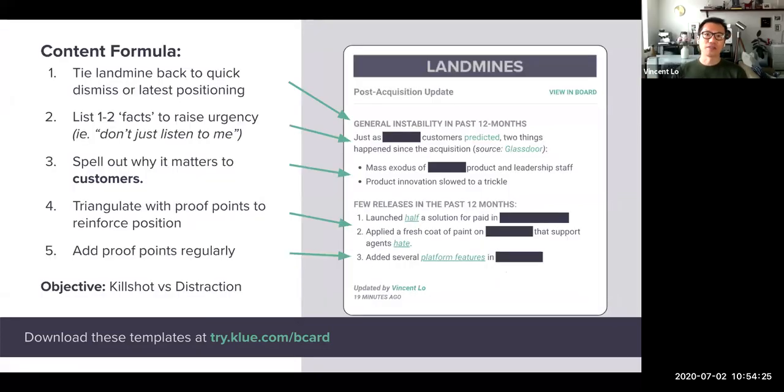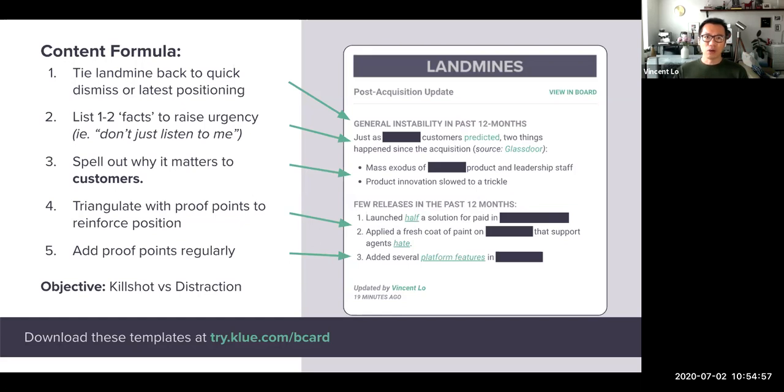Landmine. So this is the fun stuff, right? This is what all sales reps wish the battlecards are just full of, right? What are all the things that you could use to attack your competition? Here with landmines, again, the content formula is fairly straightforward. It is whatever the landmine is, better line back up into the high level quick dismiss or the positioning for the competition. And the reason why you want to do that is, again, it's supporting that high level statement so that everything you say continues to build and adds onto that trust.